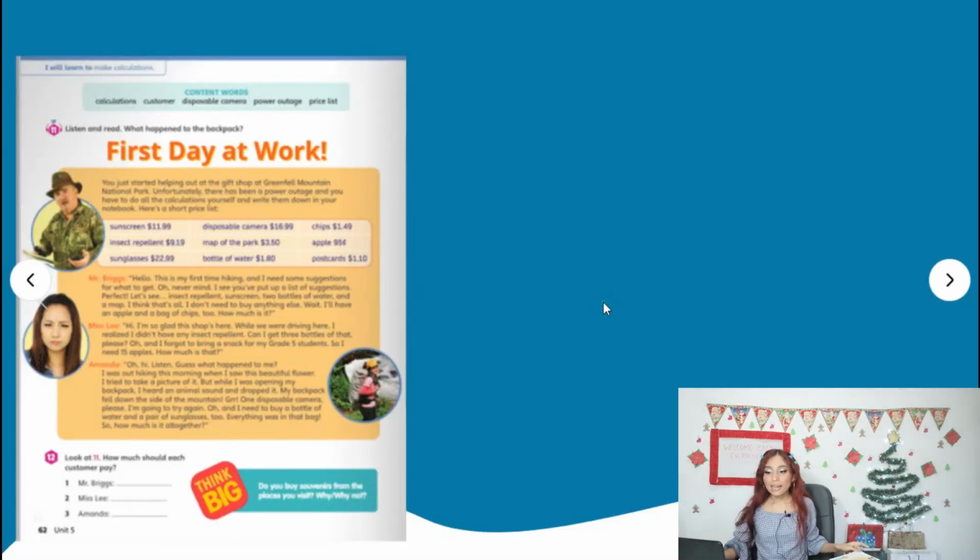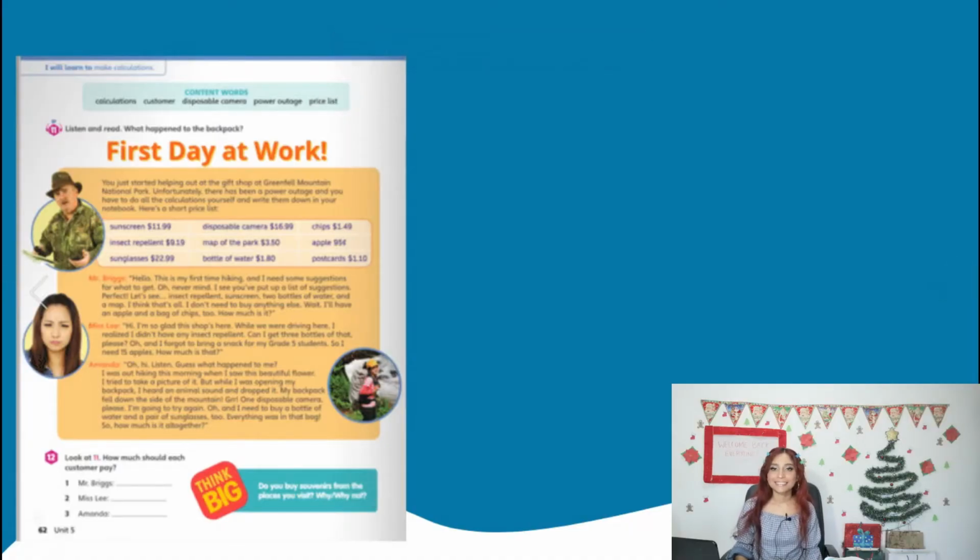So now the last page is page 62, and I will learn to make calculations, it says. Now we have the content words that you can find on the internet, or use your dictionaries if you have one, so you can understand the topic. Activity 11 says, listen and read what happened to the backpack. And it's called First Day at Work. And we're going to listen to this audio. Keep and follow the reading so you can do the activities for activity 12. I'm going to play the audio, but as you know, pay attention and read it by yourself at home.